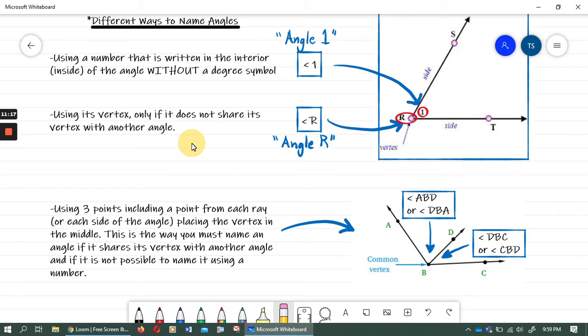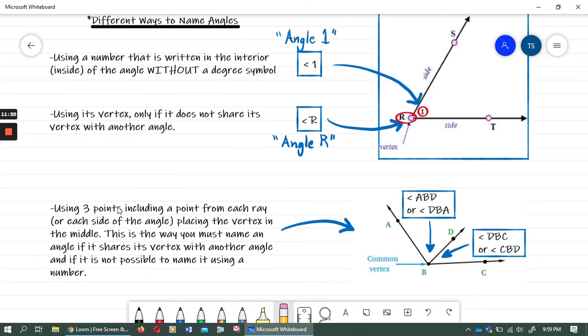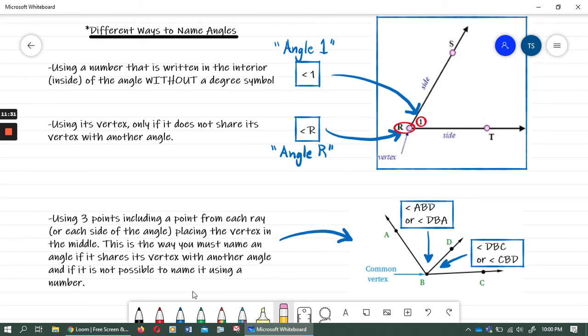There's another way to name angles. We can use 3 points, and guys, if you use 3 points, those 3 points are going to include a point from each ray. In other words, a point from each side of the angle. So you see over here in this diagram that point A is on this side of the angle, and this point D is on that side of the angle. That's what I mean when I say including a point from each ray, or from each side of the angle.